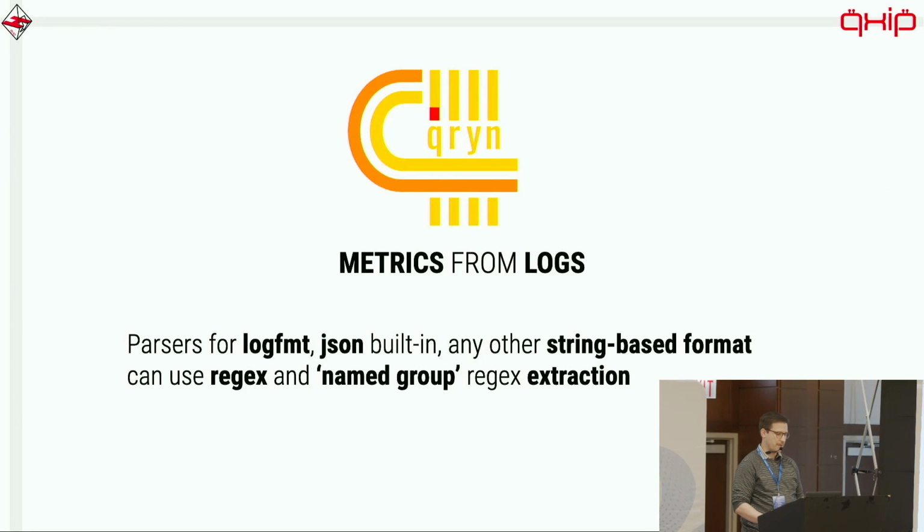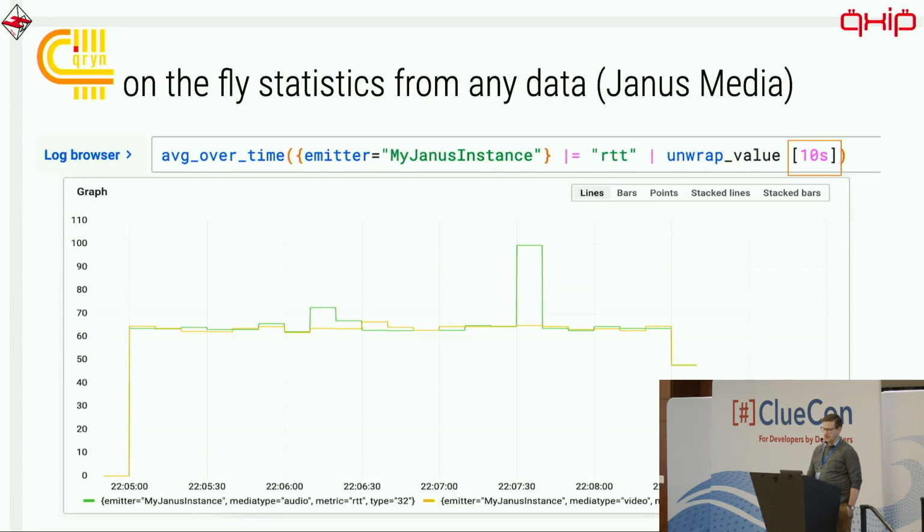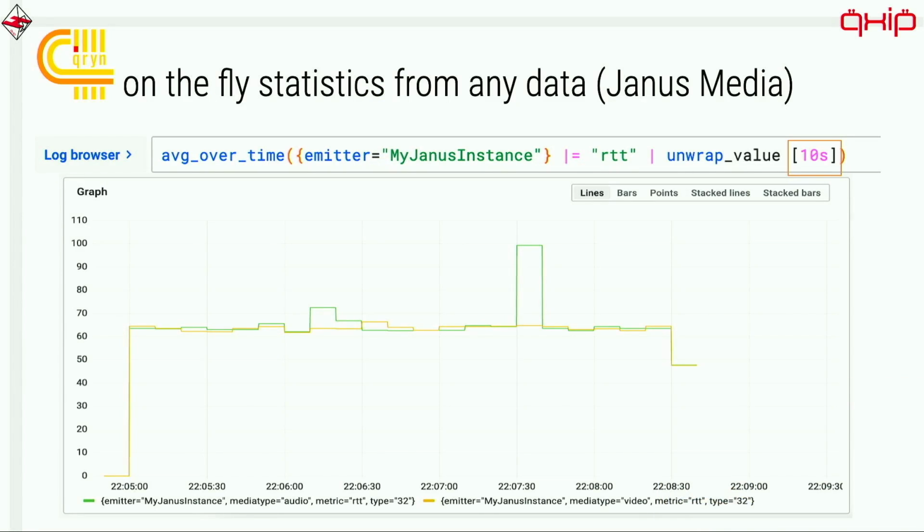Then jump from logs to metrics. This is where I like this feature a lot because it allows you to make metrics right there on the fly. You can unwrap either values that are inside the log, or you can even just count specific logs. In this case, we have a Janus RTT round trip time reporting, and with this one query right here, we have a graph of the last 10-second buckets over the last period of time to show you what the RTT was over just logs.